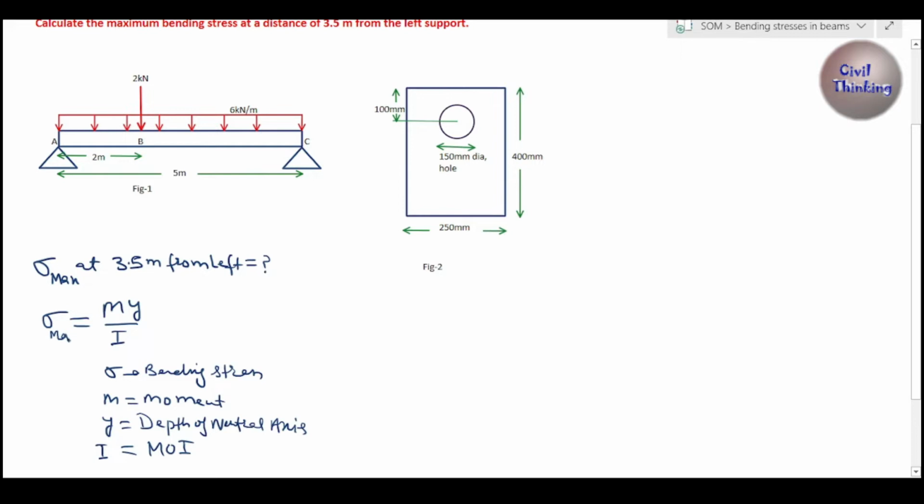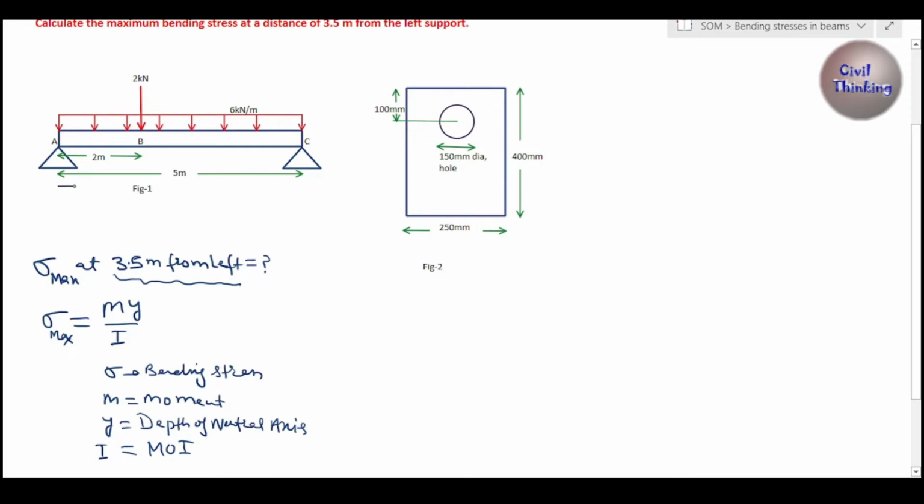Sigma max, the bending stress, will be maximum when the moment is maximum and y is maximum, right? Because I is the moment of inertia of this section, I is a constant. Sigma is directly proportional to the moment and sigma is directly proportional to y. But here is a condition: we have to find sigma max at 3.5 meters from the left. In this diagram, if we draw the bending moment diagram of this beam, you will see the bending moment varies. The bending moment is not the same at every point of this beam. But here we have to find the bending stress at 3.5 meters from the left side, which means at a fixed distance from A.